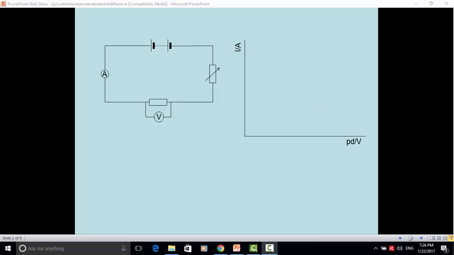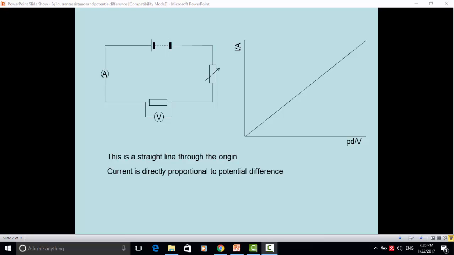If we plot a graph of current in amps against potential difference in volts, we get a straight line through the origin. This tells us that current is directly proportional to potential difference. This simply means as you double the potential difference, you double the current, treble the potential difference, you treble the current, and so on. We can write that as Ohm's law, and as I for current, the alpha sign means is directly proportional to V for potential difference.